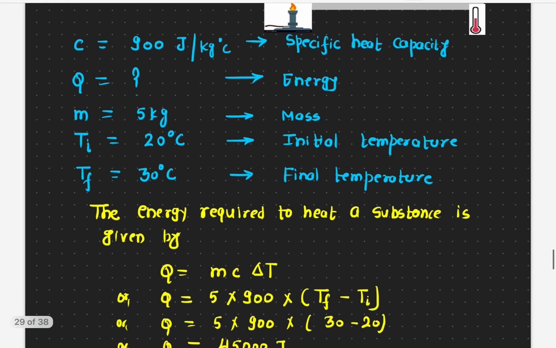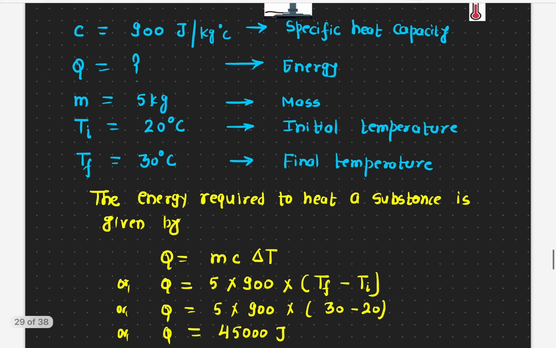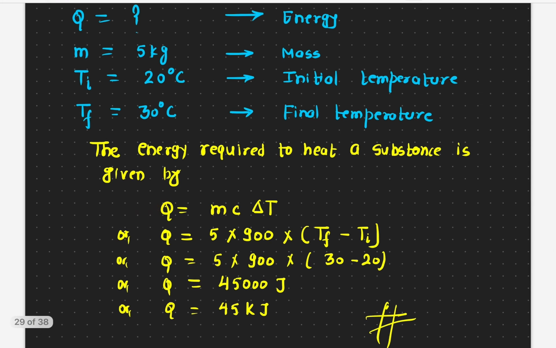So the formula in this case is Q is equal to mc delta T. What does this delta T mean? This means the change in temperature. So I can write this change in temperature as TF, that's the final temperature, minus the initial temperature, that will be the change in temperature.